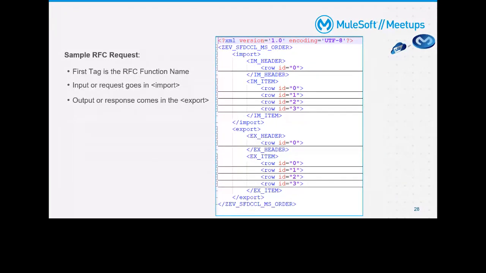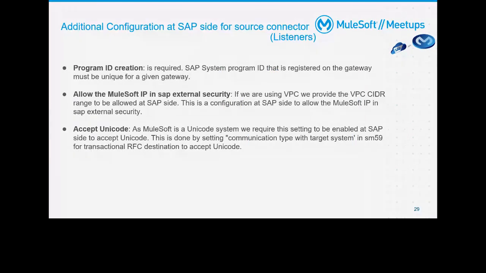So we have covered all the operations and some sample IDoc and RFC details. Next, we move to troubleshooting. This slide is based on my project experience, highlighting solutions to some of the issues I encountered so far. The first one is not an issue, it is a prerequisite to keep in mind. Program ID creation configuration in SAP is required. This is required in gateway registration between SAP and MuleSoft for IDoc and BAPI function listeners. This should be unique for a given gateway.